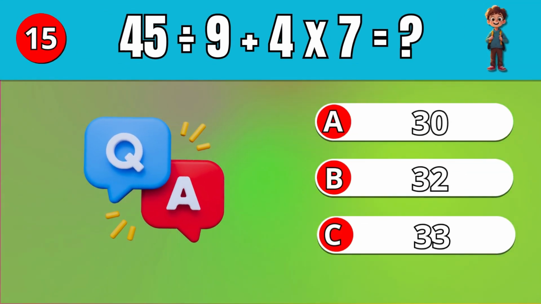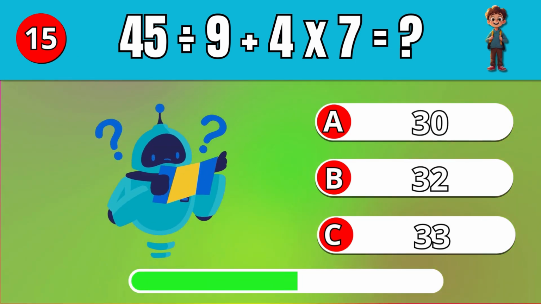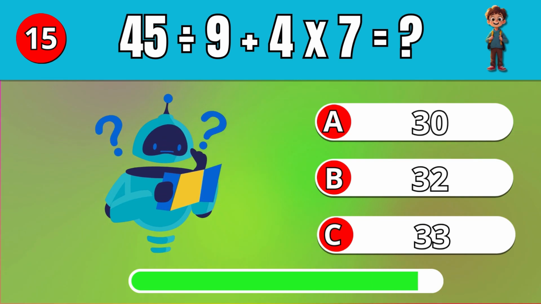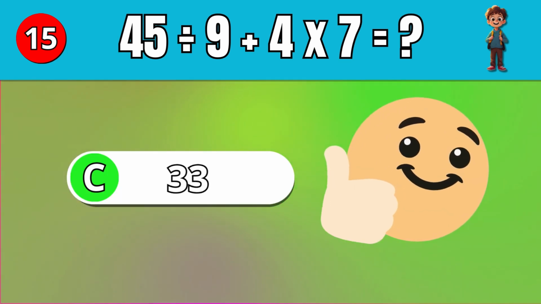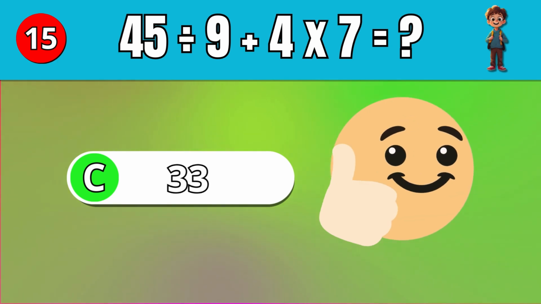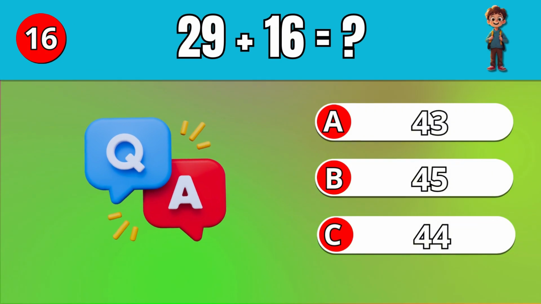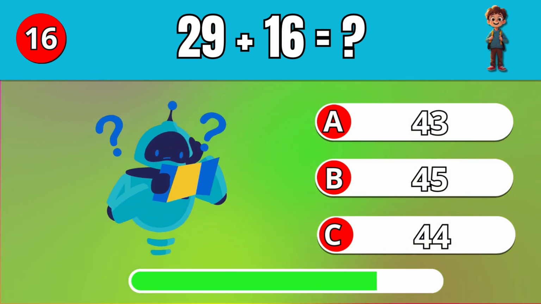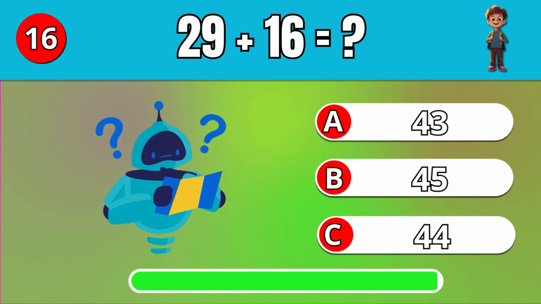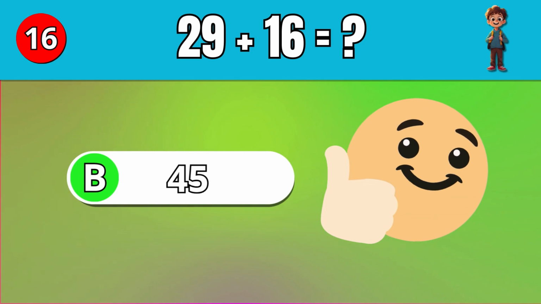What is 45 divided by 9 plus 4 times 7? C, 33. What is 29 plus 16? B, 45.